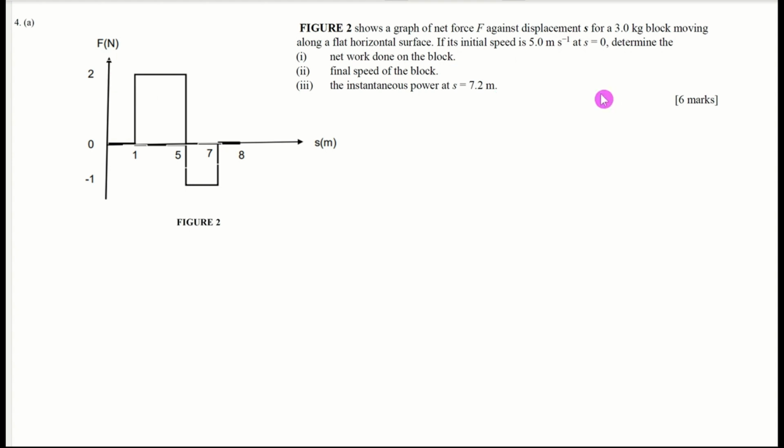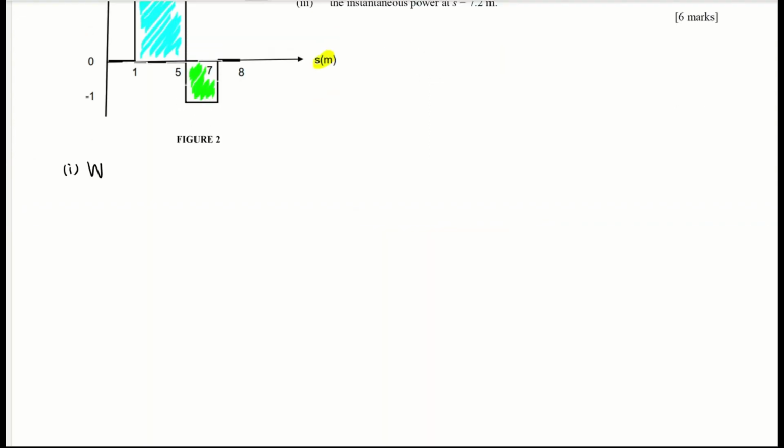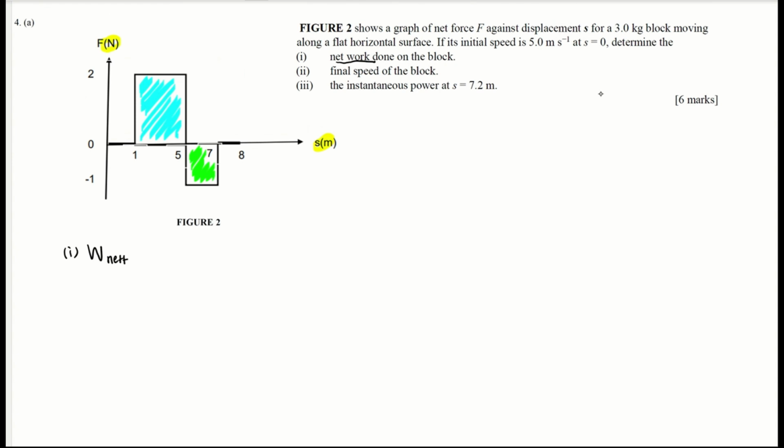Alright, so remember when we have a graph of force against displacement, in order to calculate the net work done, we can calculate the area under the graph. So we have this area and another one, this one. For question number 1, we can write that W, the net work, is equal to area under the Fs graph.